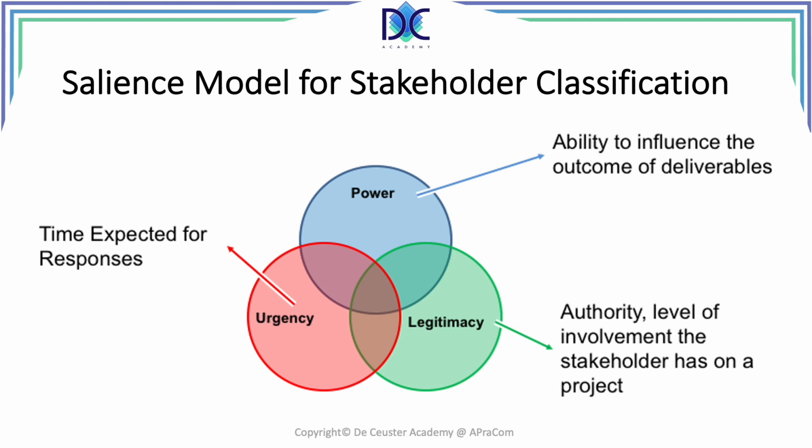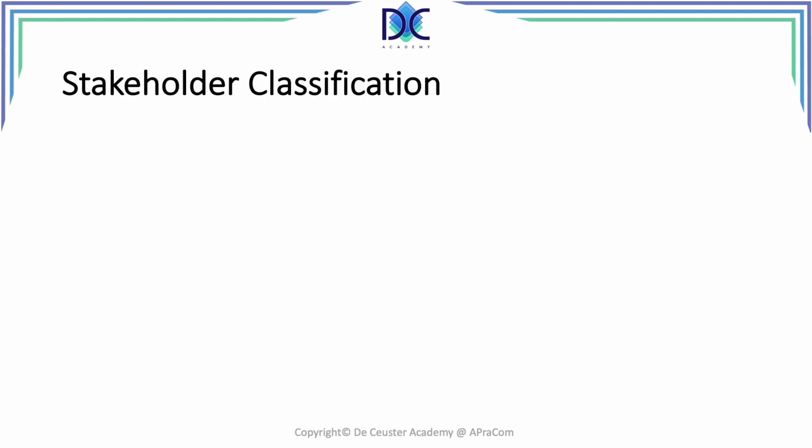Another tool that is used is what we call the salience model. In the salience model, we have a Venn diagram, or three Venn diagrams, representing power, the ability to influence the outcome of the deliverables; legitimacy, the authority or level of involvement the stakeholder has on the project; and urgency, the time expected for responses. So basically, we have to categorize the stakeholders related to these different elements. And let's have a look at the details when we look at the different intersections.